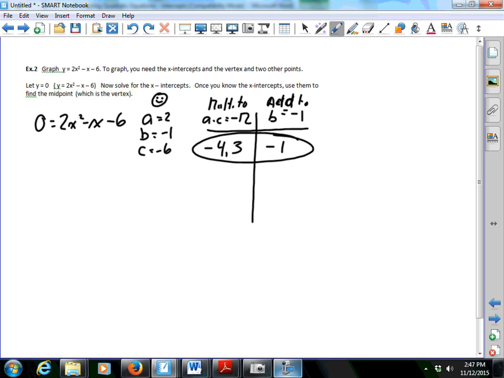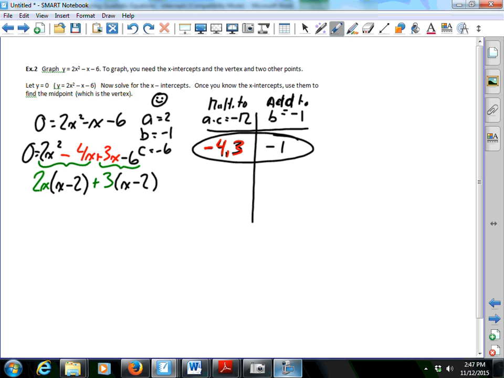So now I can substitute those values in for my B value. So I'll have negative 4x plus 3x. Well, it's still 0 is equal to 2x squared minus 4x plus 3x, then minus 6. Then factor by grouping with the first 2 terms and the last 2 terms. That's 2x. GCF here is 3. The binomial that I'm going to have in common will be x minus 2. So I'm going to have 2 binomials of x minus 2 and 2x plus 3.